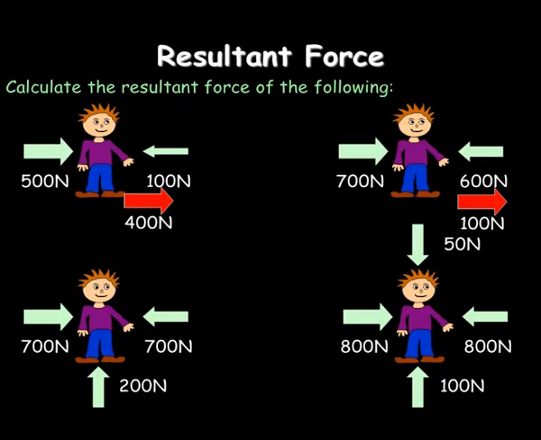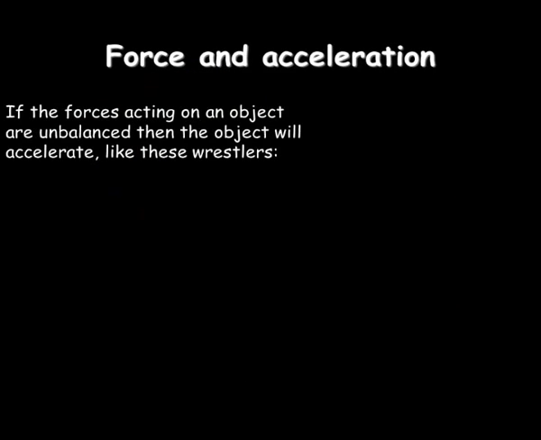And here you can have more than one direction. These two 700s would cancel each other out, so he wouldn't move left or right, but he would move upwards with a force of 200 newtons. And this last one, very similar, you can take the top force and the bottom force away, and it would be pushed up with a force of 50 newtons. That's what's meant by resultant force, the combination of forces.